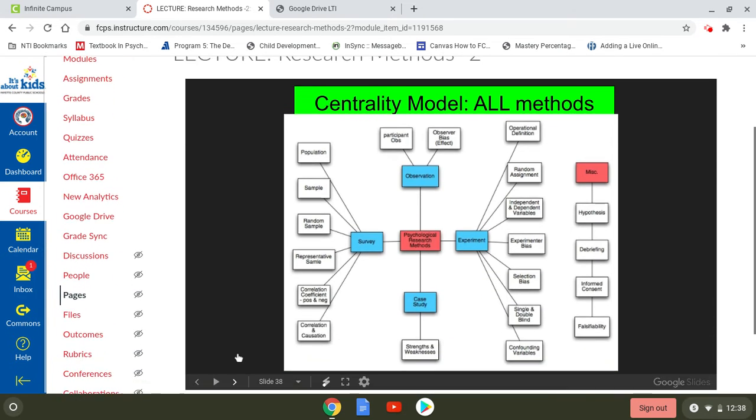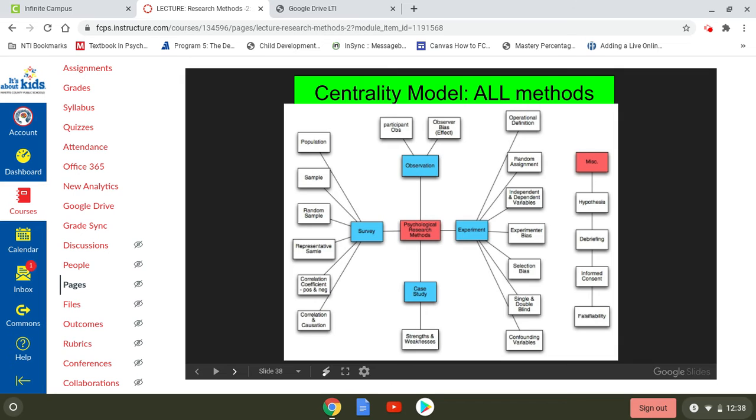So the first thing is I want to go back to the modeling system for how we are going to remember this material. So you should already have sort of like a schema laid out in your brain, a centrality model of all the things you associate with a survey. These are all the things we looked at and learned about last class. So population, sample, random sample, representative sample, a correlational coefficient, and causation is not correlation. Those are things that you should already know now.